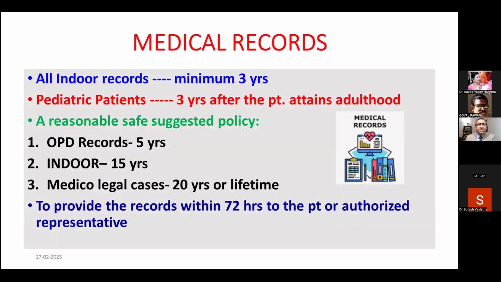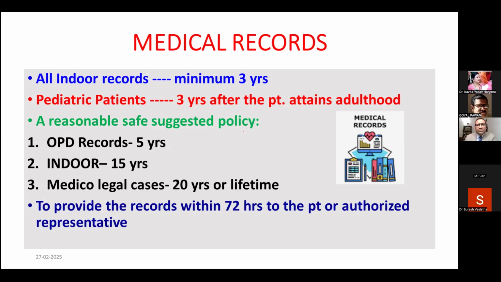Now, a very important thing is the medical records. There are so many schools of thought, but on an average, all indoor records should be preserved for a minimum of 3 years. Then for pediatric patients, 3 years after the patient attains adulthood. So this is a gross estimate. Let's say, for example, a child is 6 years old. By 18 he will attain maturity, so 6 plus 12, and then 3 more years. Till he grows to be 21 years old, we should actually preserve the records.